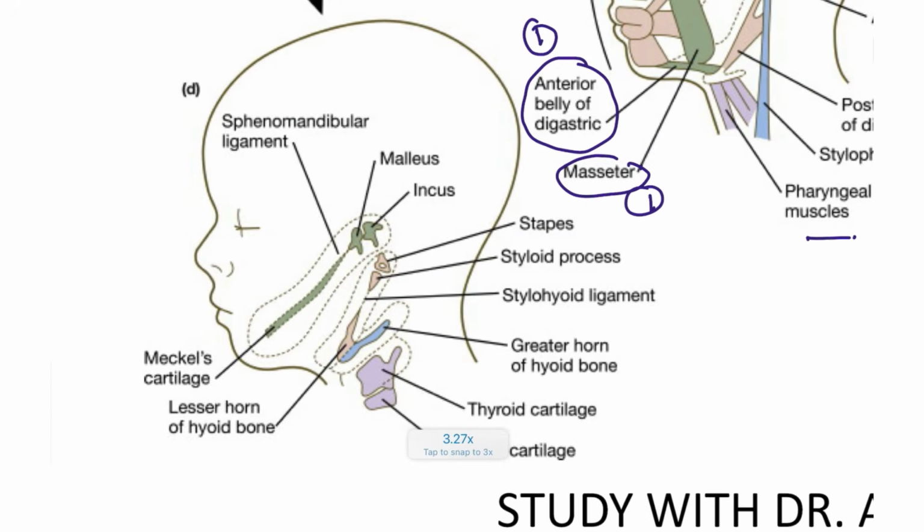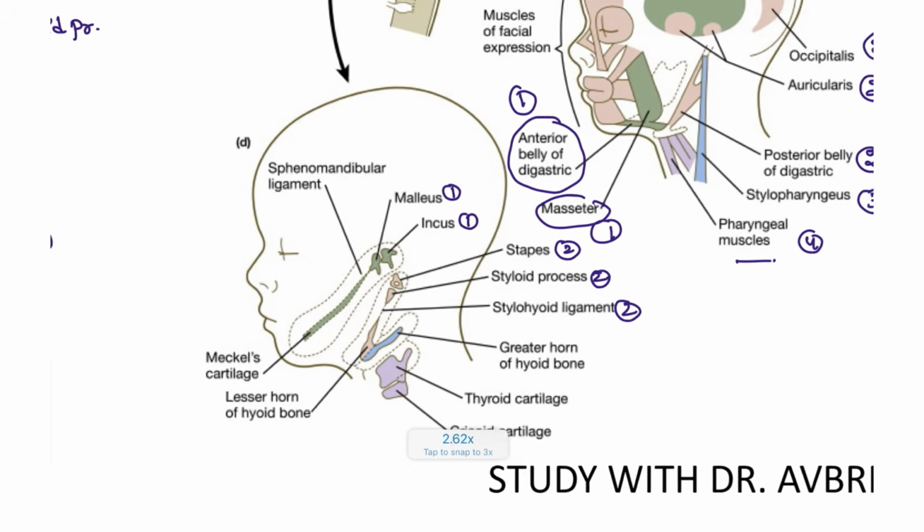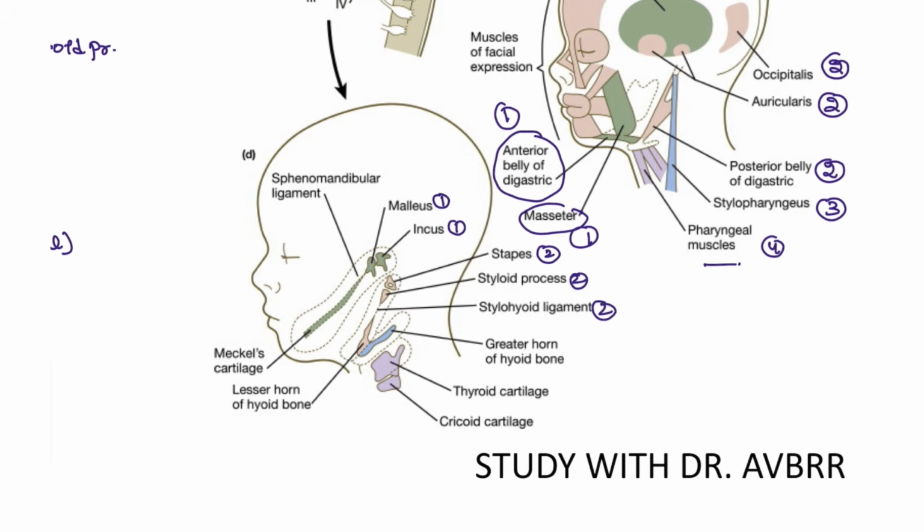Next, see here, malleus and incus are the first arch, okay, and the stapes is the second arch. Styloid process, second arch. Stylohyoid ligament, greater cornu of the hyoid bone is from the third arch. Okay, thyroid cartilage and the cricoid cartilage are by the fourth arch. And coming to the lesser cornu of the hyoid bone, this is also from the second arch.